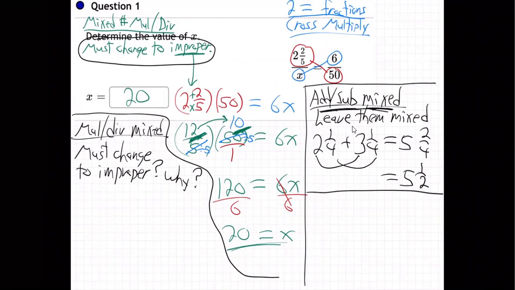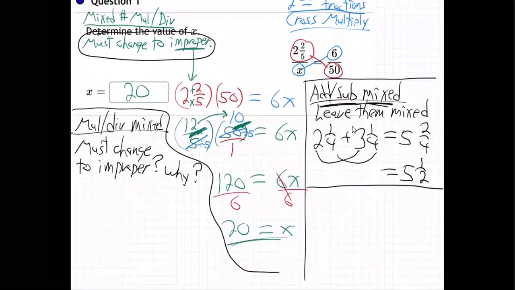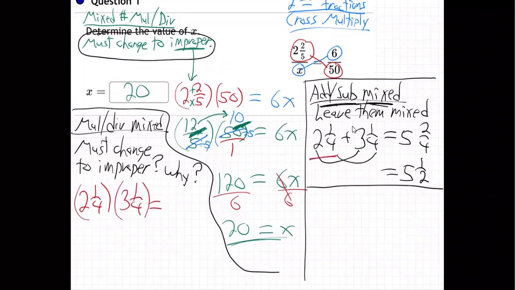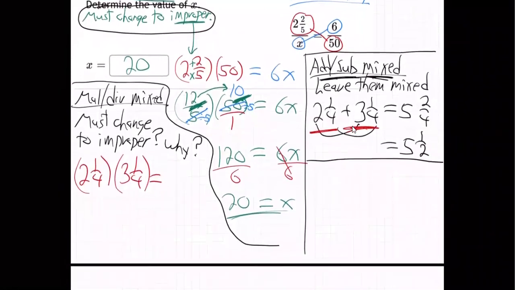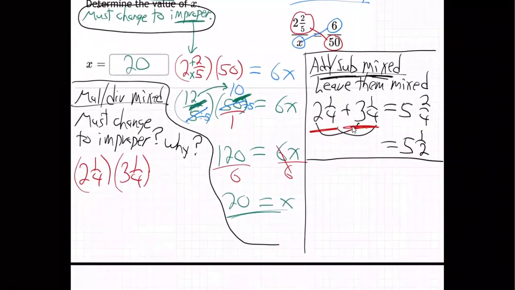Well, by answering the why, what I mean is I'm going to prove it's just not true. Let's do the same problem. Let's take 2 1/4 times 3 1/4. Over here we added 2 1/4 and 3 1/4. Now let's multiply 2 1/4 and 3 1/4. Let's do it right first. How do you do it correctly?